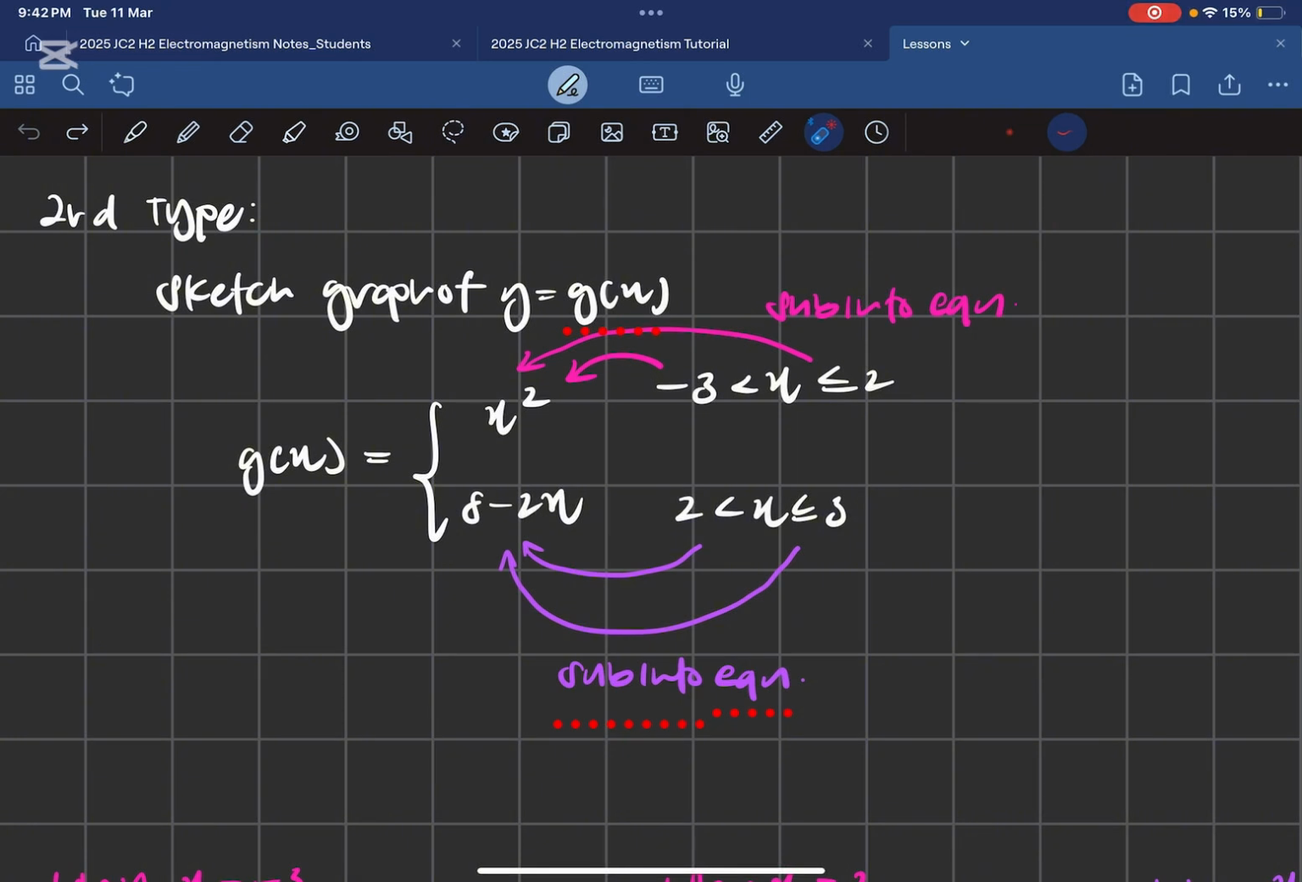By the way, these two are continuous. See, got 2, 4 and then got 2, 4. It means that it's a common point. So later when you draw, these two must be together.